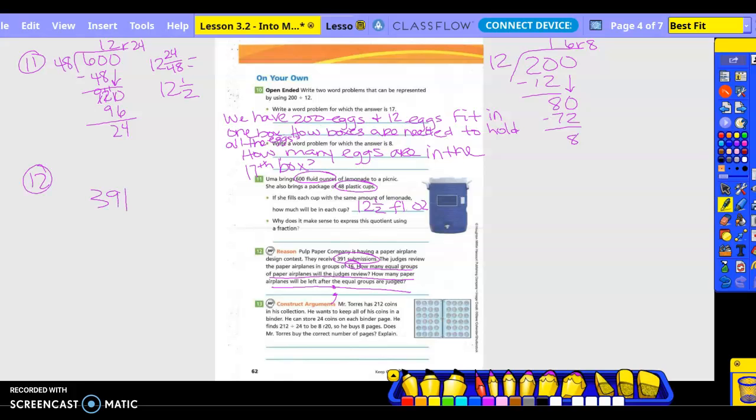391 is my dividend. My divisor is 16. 16 into 39. 2 times, minus 32. 7, 1. How many times does 16 go into there? 4. So 4, carry the 2, 64. 7 left over. So how many will be in the full group? 24 airplanes. And how many will be in the leftover group? 7 airplanes.